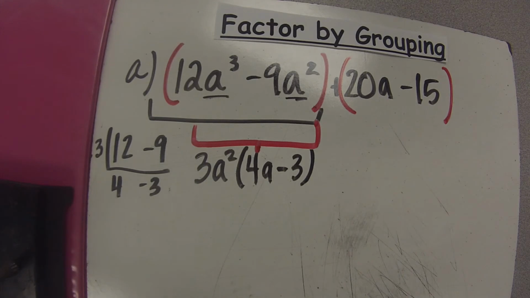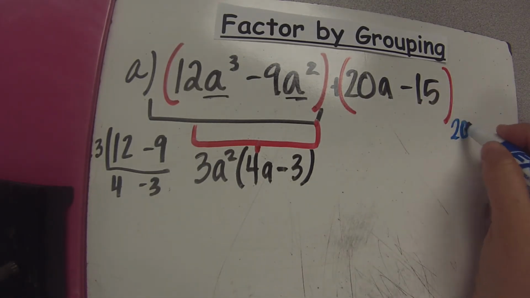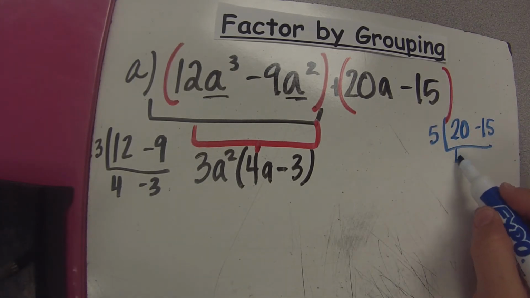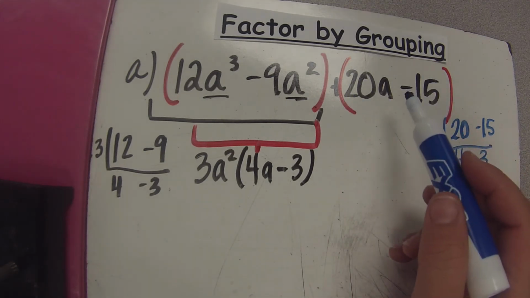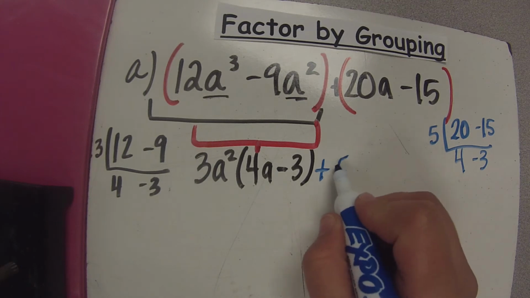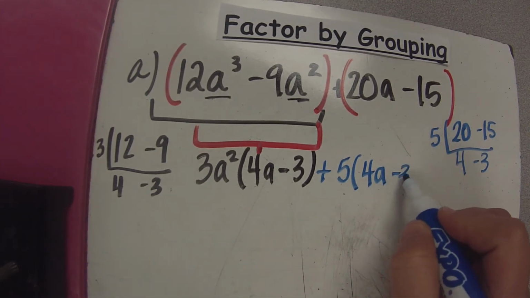Now let's do the second half. I'm going to do that in a different color. If I want to focus on this and I have 20 and negative 15, I can factor out a 5 from that. Since there's no a term, I can't pull that out. So what I get is plus 5 times 4a minus 3.